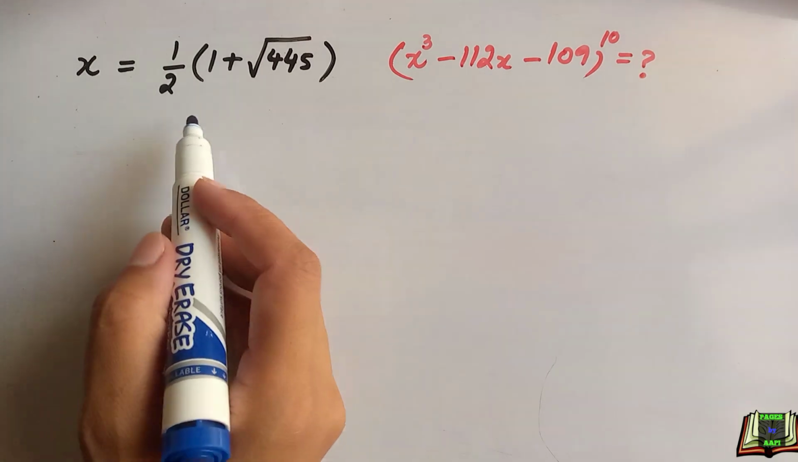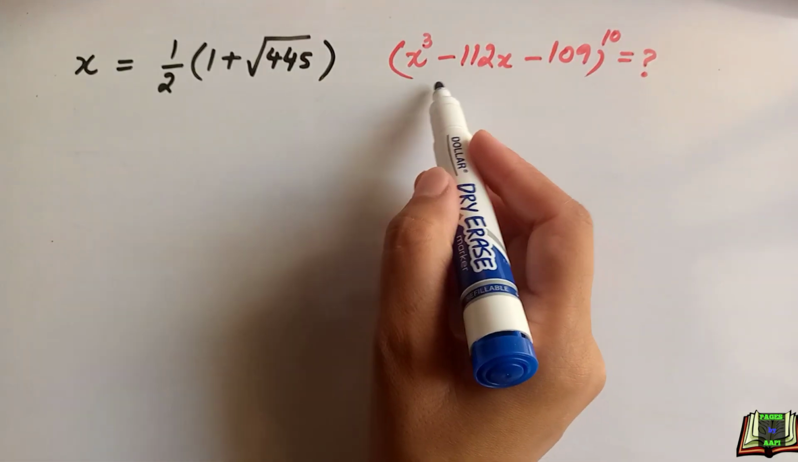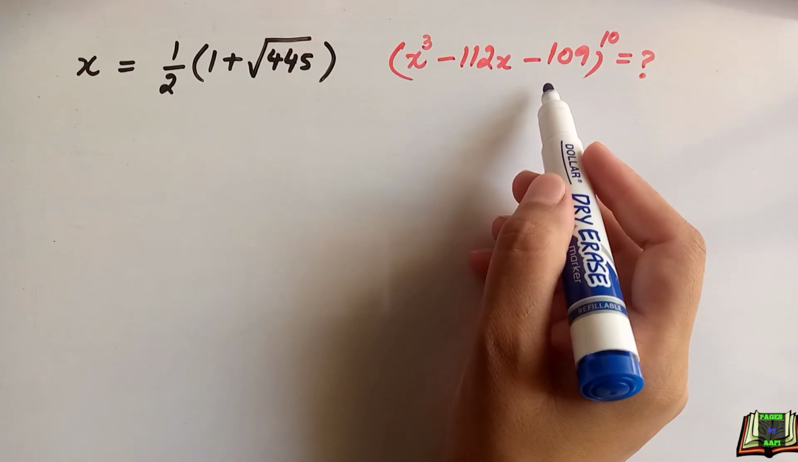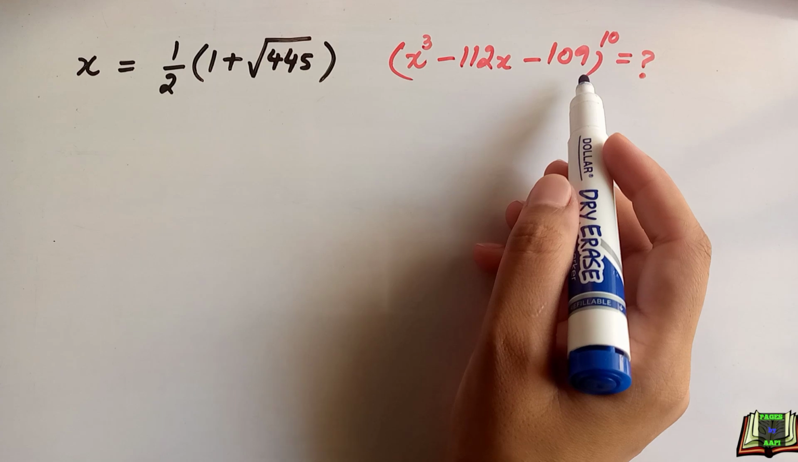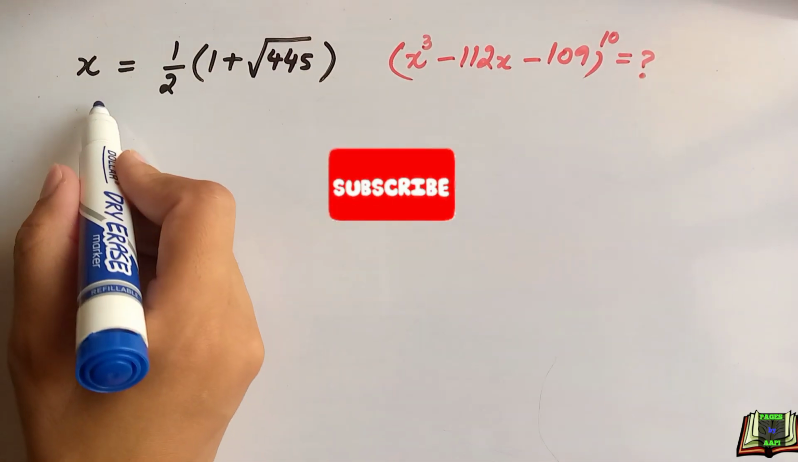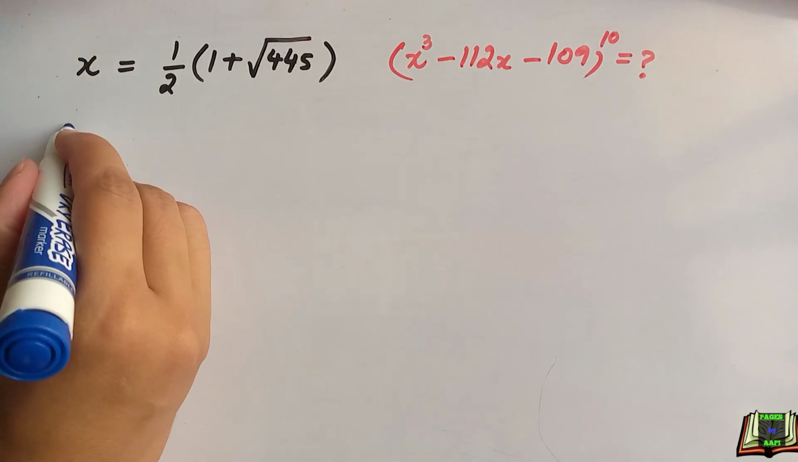If x is equal to 1 over 2 times (1 plus square root of 445), then we have to find the value of (x cube minus 112x minus 109) whole power 10. So let's get started. We are going to multiply this equation by 2 on both sides.